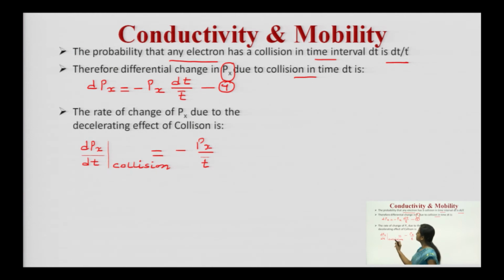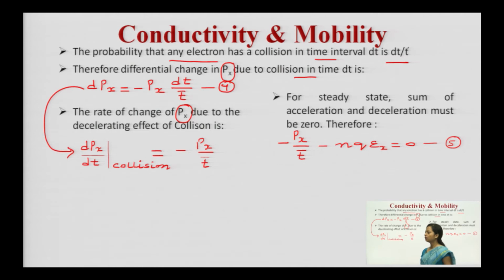See, collision, it means rate of change of px due to the decelerating effect of collision. So from here you can write down this particular equation, dt you can take on the left hand side. So this is minus px upon t bar. This is the rate of change due to the decelerating effect. So this is how you have written it over here.